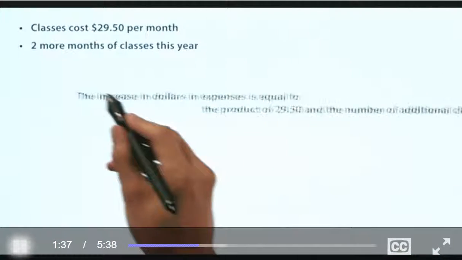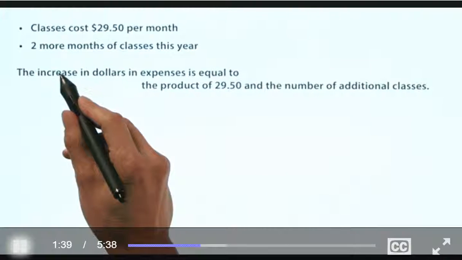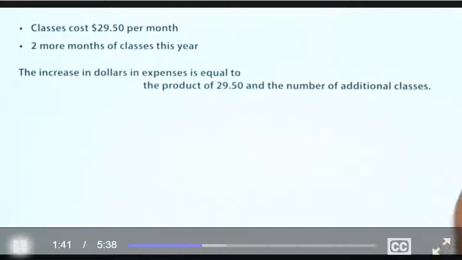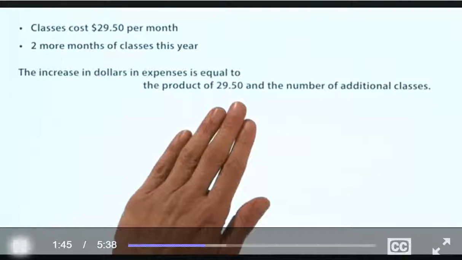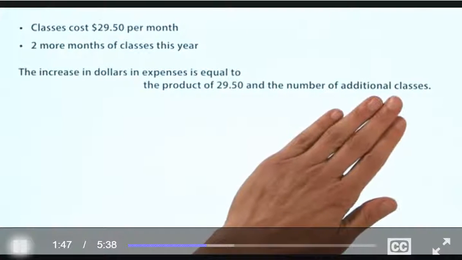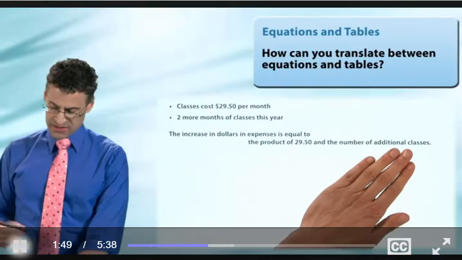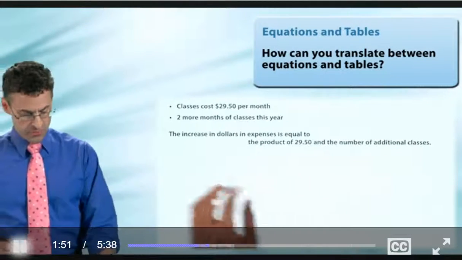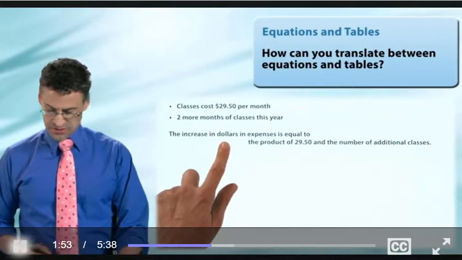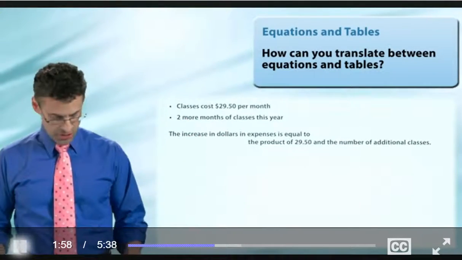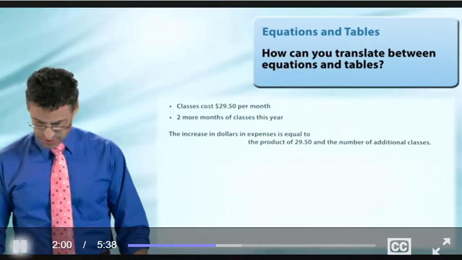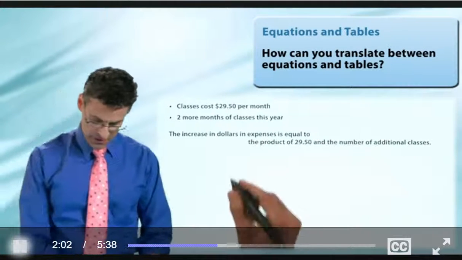And so here's the key thing. The increase in dollars in expenses is actually going to be equal to the product of the cost per month times the number of additional months. And so let's just think about this for a second. If we think about the increase in dollars, we can give that a name. We can call it D. So let's actually call D the dollars.